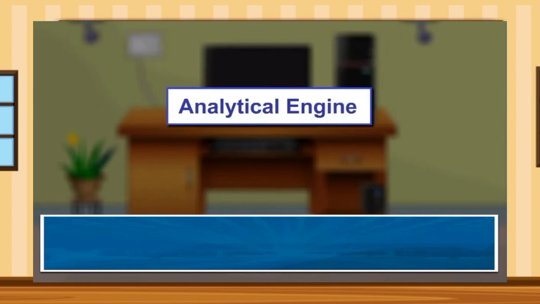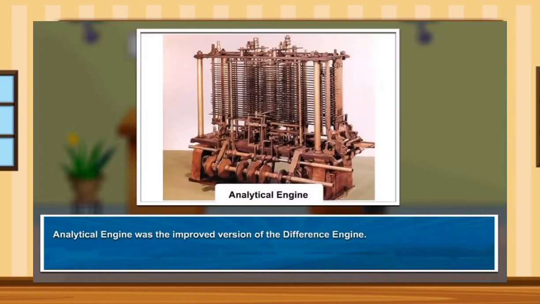Analytical engine. Analytical engine was the improved version of the difference engine. Charles Babbage invented this machine in 1834. It was capable of performing all the basic arithmetical operations and comparisons. It also had the capability to change the values stored in its memory.